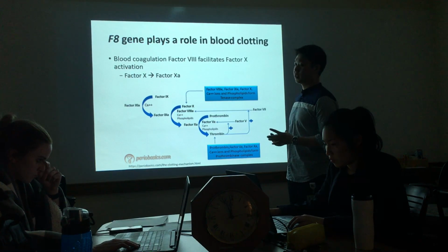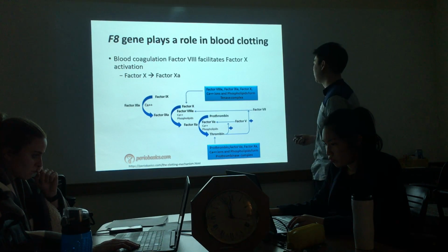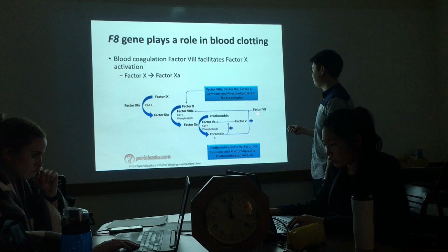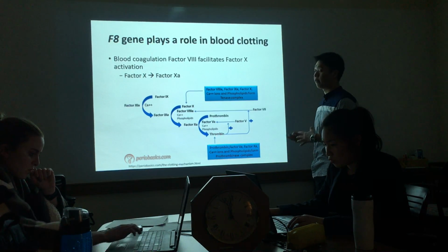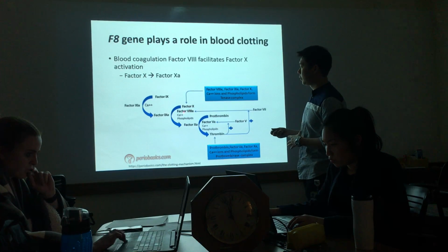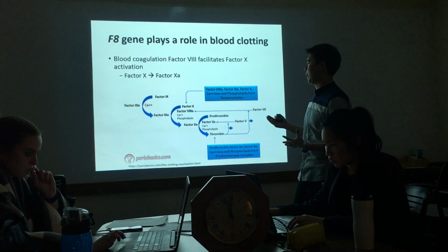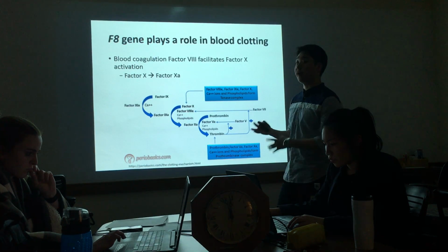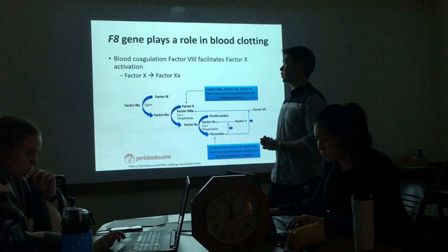Here's a general mechanism of how the protein F8 plays a role in blood clotting. As you see over here, factor 8 gets activated by a molecule called thrombin. Once it's activated, along with some calcium ions and phospholipids, it helps in the activation of factor X, or factor 10, into factor Xa, a standing for activated.